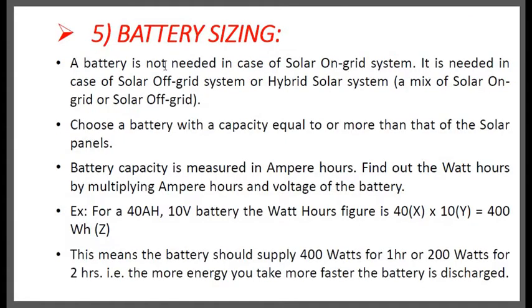Now the last one is battery sizing. A battery is not needed in case of a solar on-grid system, because we know that in an on-grid system the produced energy is directly supplied to the grid, and it is needed in case of a solar off-grid system or hybrid solar system, a mix of solar on-grid and off-grid system. So choose a battery with a capacity equal to or more than that of the solar panels. So we have to select the battery size more than the solar panel size.